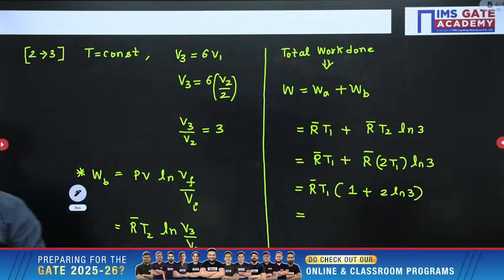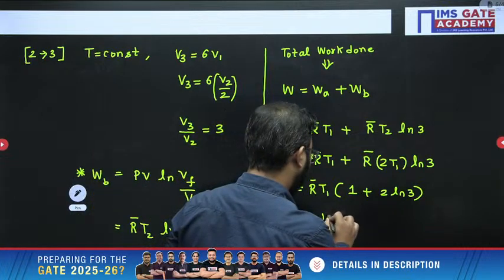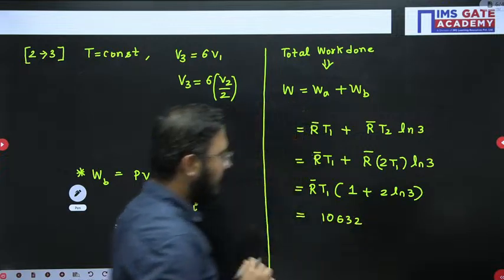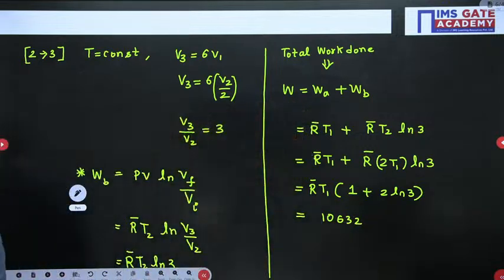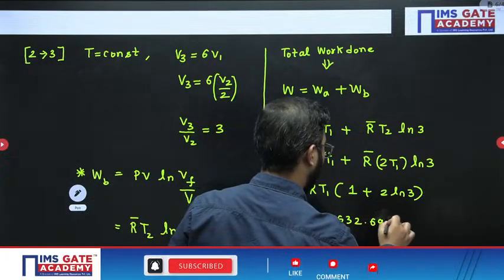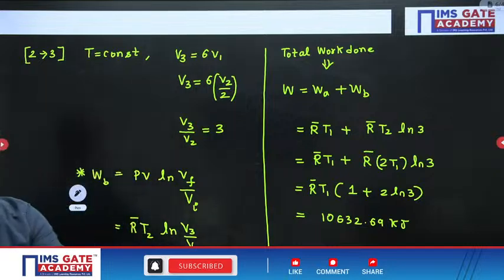And the total answer is coming around 10632. Approximately 10632.69 kilojoule. This is the work done answer we are getting.